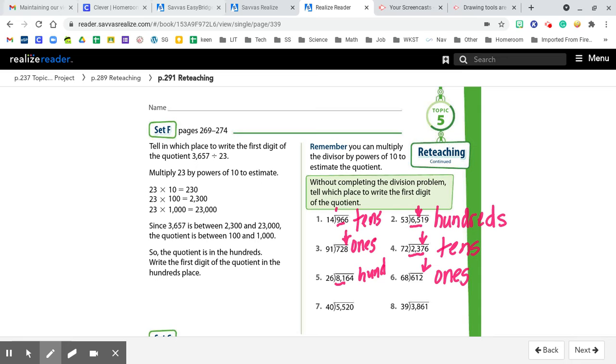40 can't go into 5, but it can go into 55. So we got the hundreds on that one. And 39 can't go into 3, can't go into 38. It's going to have to go into 386. So this one will be in the tens.